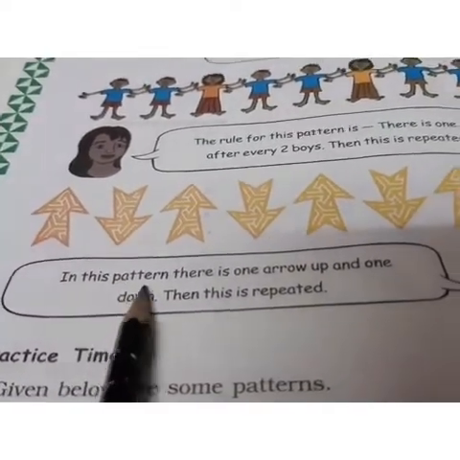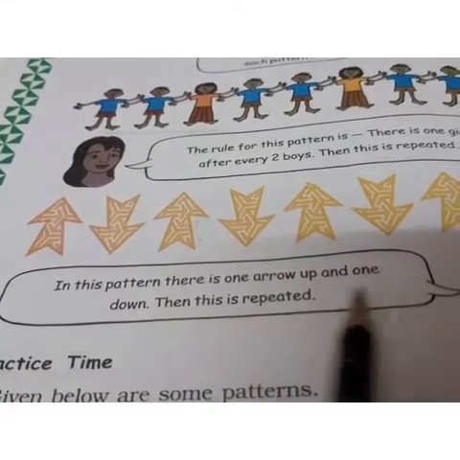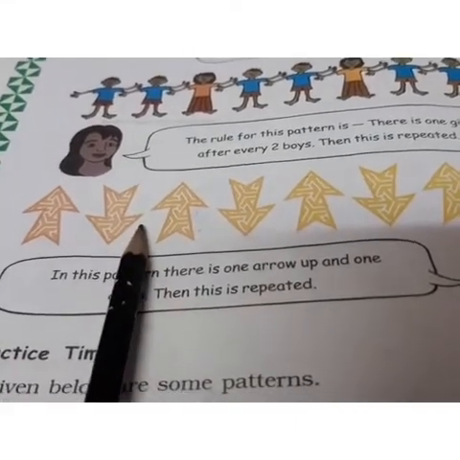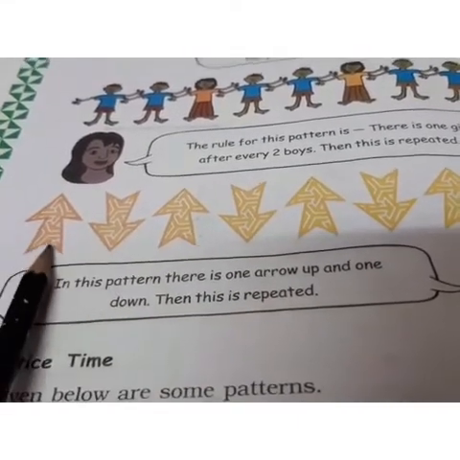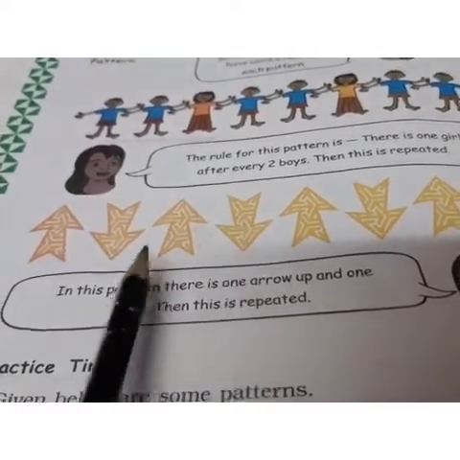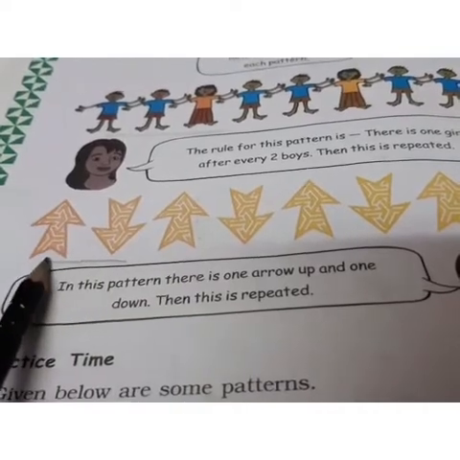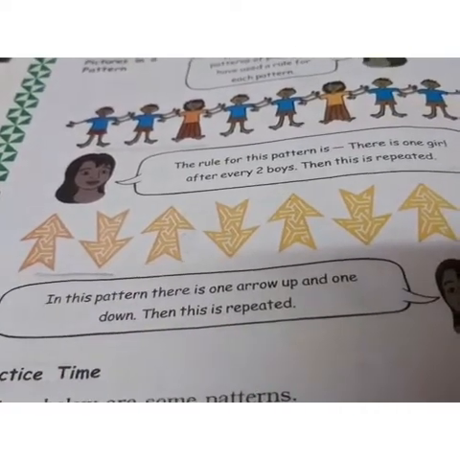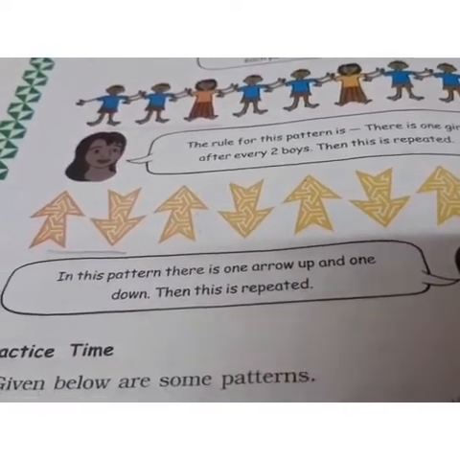In the pattern, there is one arrow up and one arrow down. Now, this is the second pattern that has been drawn. You can see one arrow is up, one arrow is down. Again, one arrow is up, one arrow is down. So, the basic pattern is of one arrow up and one arrow down, which has been continuously repeated. And then this is repeated.